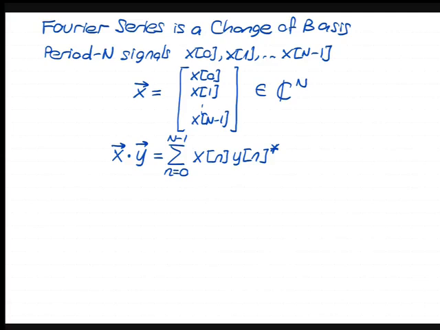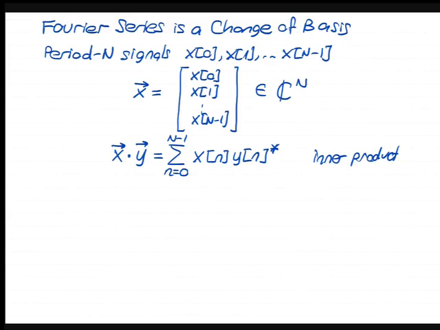Okay? So you apply an inner product to two vectors, what comes out is a scalar. In this particular vector space, that scalar is a complex number. All right.